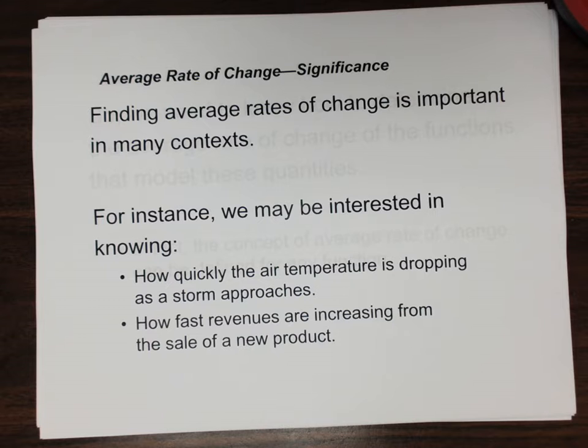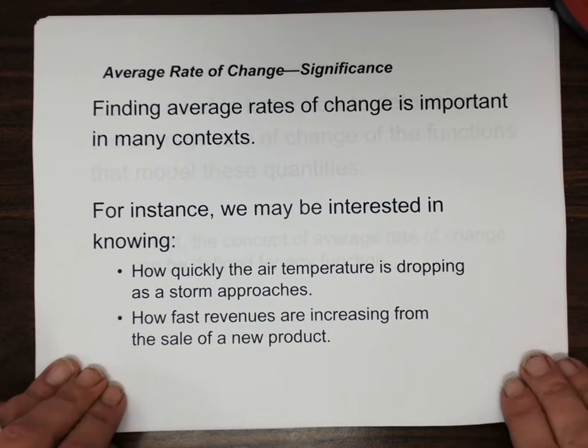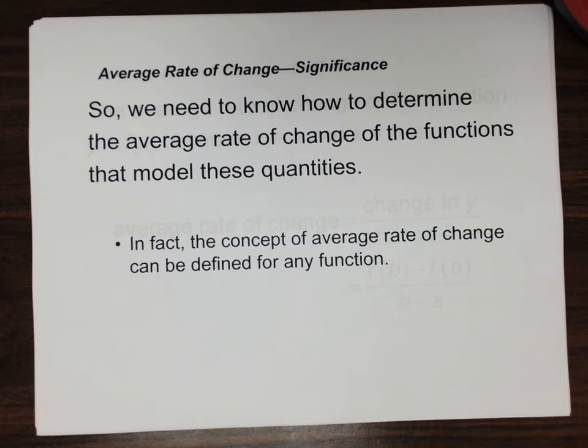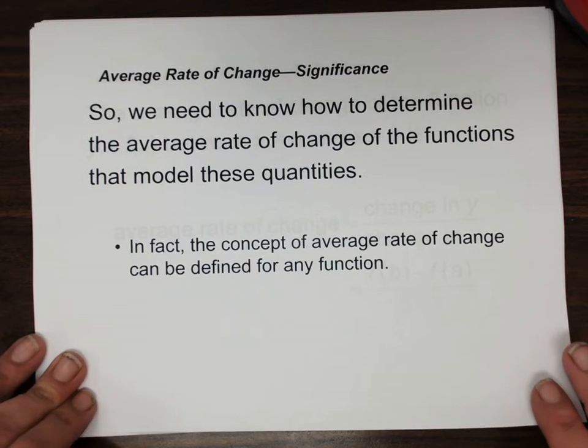Finding average rates of change is important in many contexts. For instance, we may be interested in knowing how quickly the air temperature is dropping as a storm approaches, or how fast revenue is increasing from the sale of a new product. So we need to know how to determine the average rate of change of the functions that model these quantities. In fact, the concept of average rate of change can be defined for any function. So any equation we look at can use this concept of average rate of change.